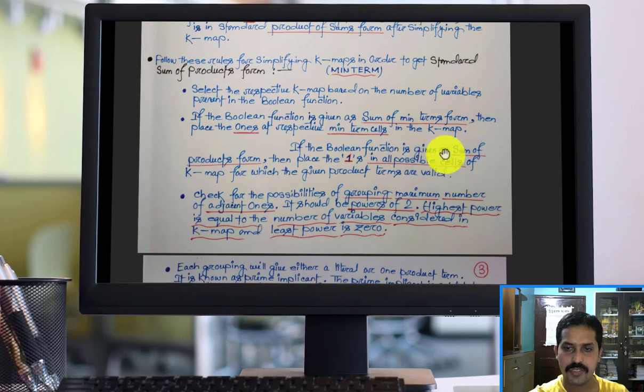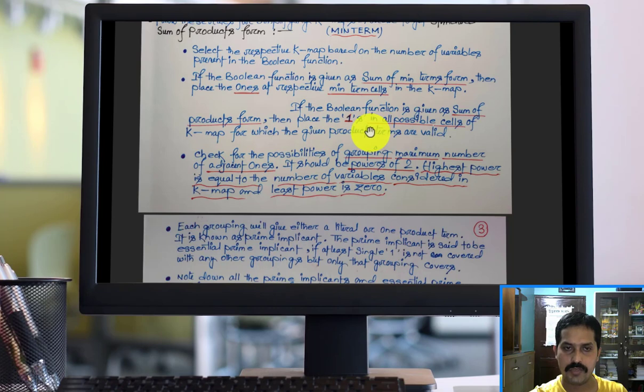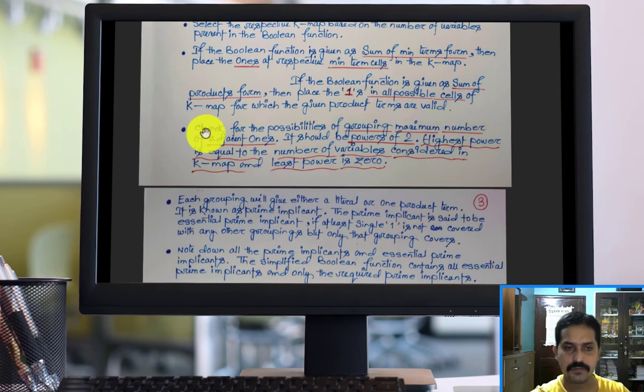If the Boolean function is given as product of sum form, then place the zeros in all possible cells. I will not follow this second one because the second one is related to product of sum form. That is another way. Okay, we have to do it later. First we do sum of product forms. So what is the concept? If the Boolean function is given as sum of min terms form, then place 1. Just stick with this number. 1 means on position at respective min terms cell.